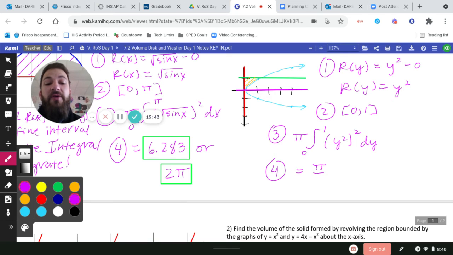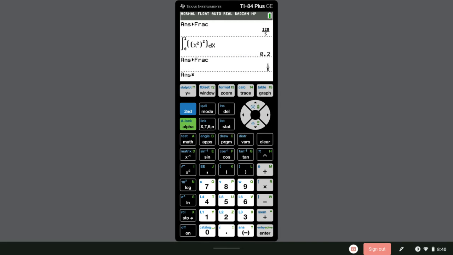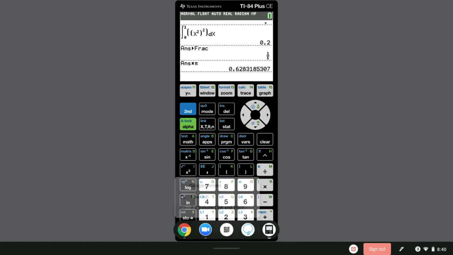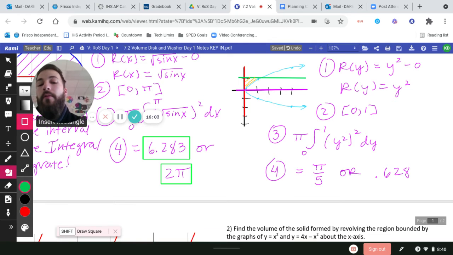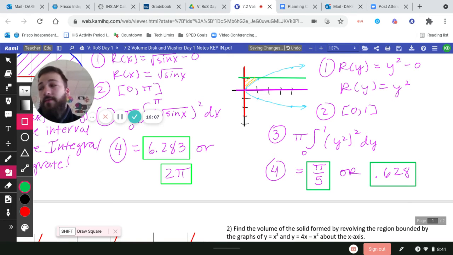So 1/5 times pi would be pi over 5, or if we multiplied 1/5 by pi, we would get 0.628. All right, y'all, and that is kind of our basic disk method.